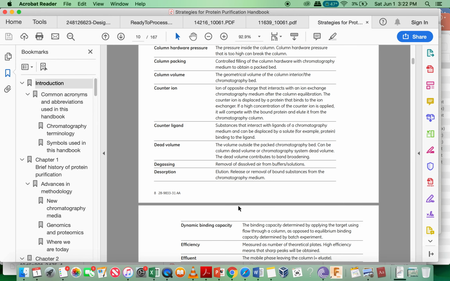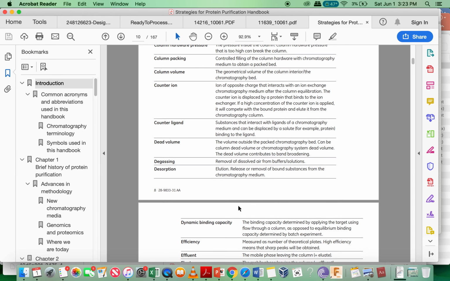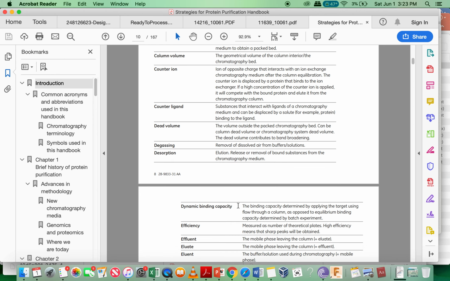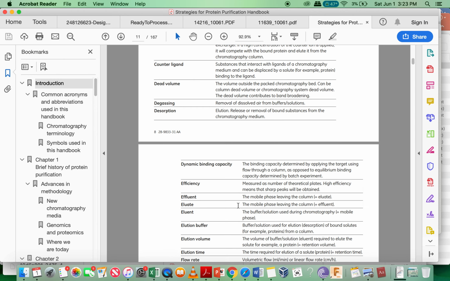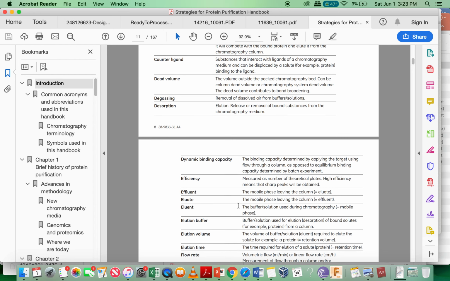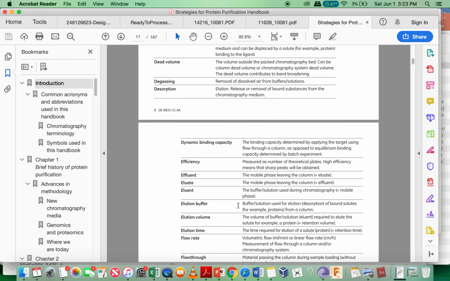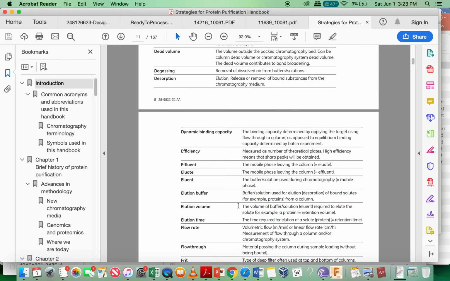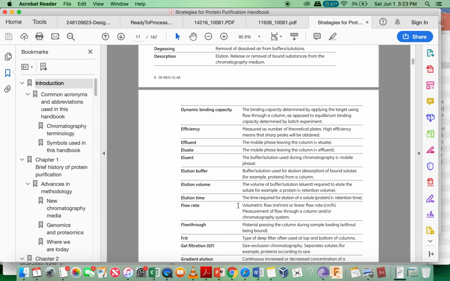Dead volume, the volume outside the packed chromatography bed, can be column dead volume or chromatography system dead volume. The dead volume contributes to band broadening. Degassing, removal of dissolved air from buffered solutions. Elution, release or removal of bound substances from the chromatography medium.